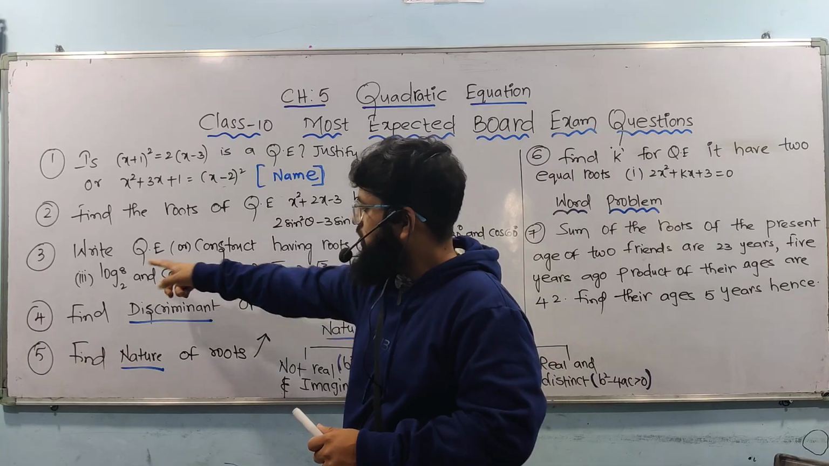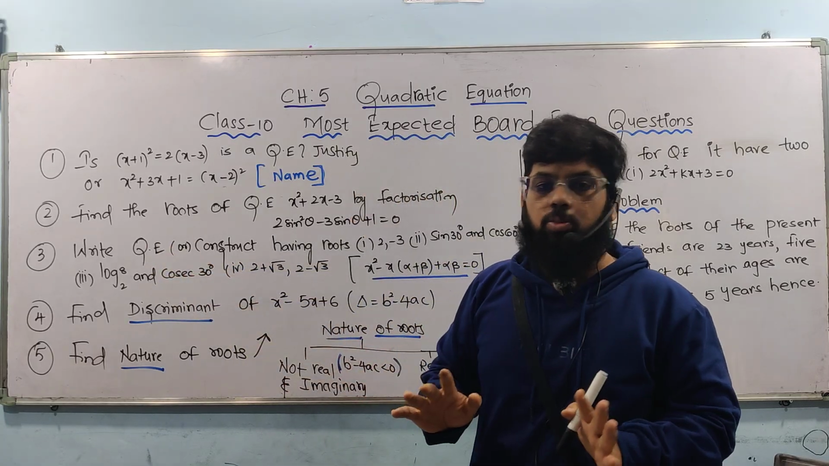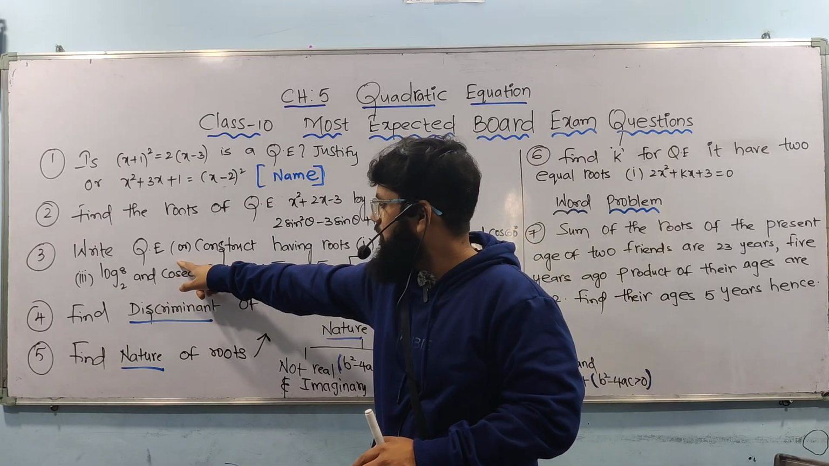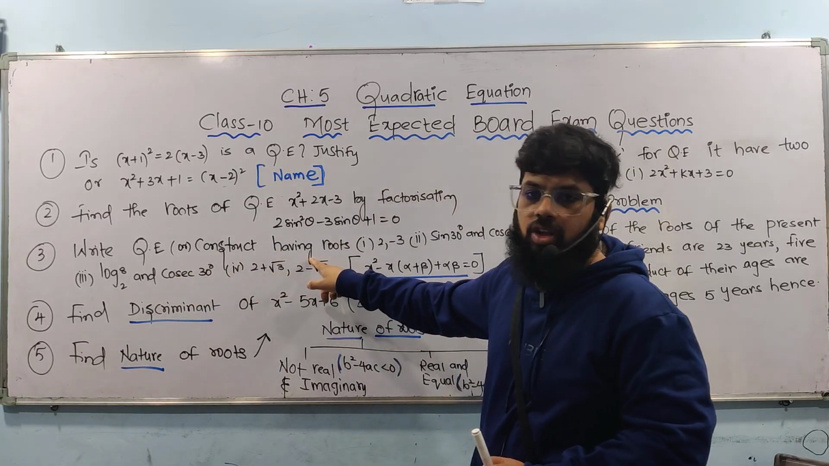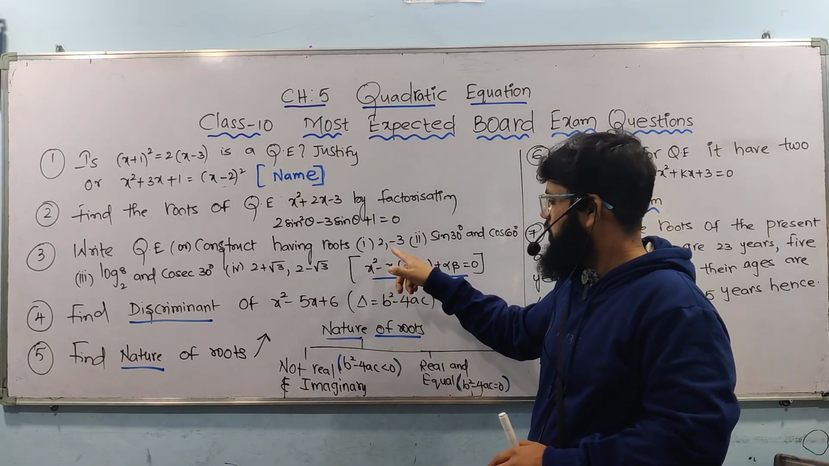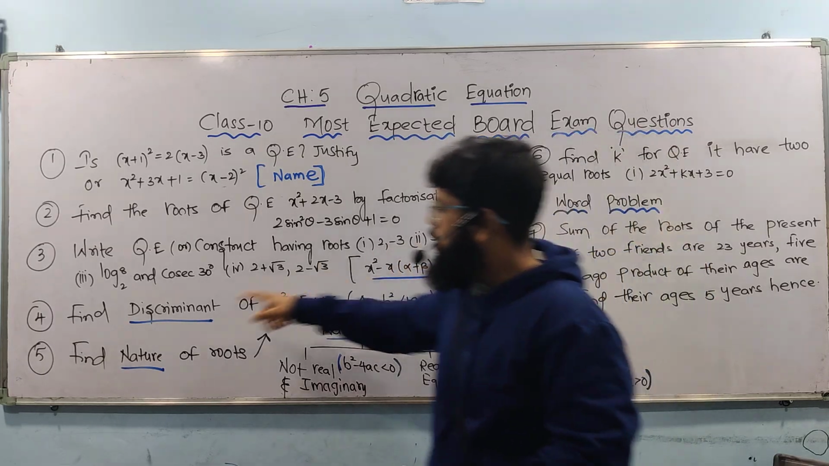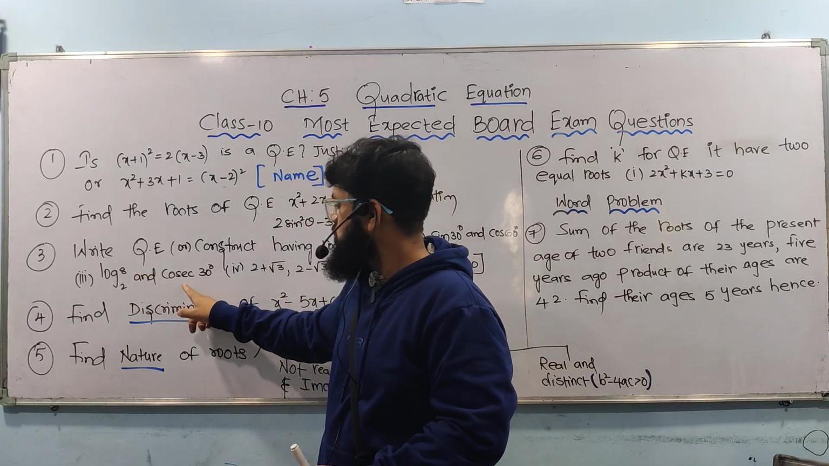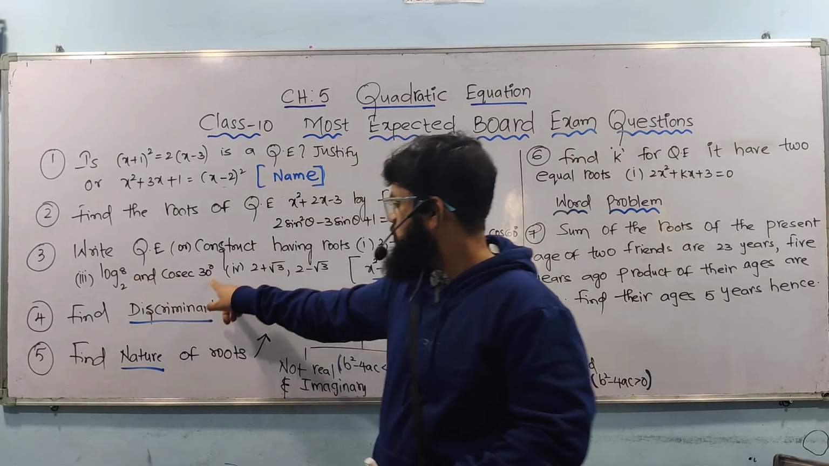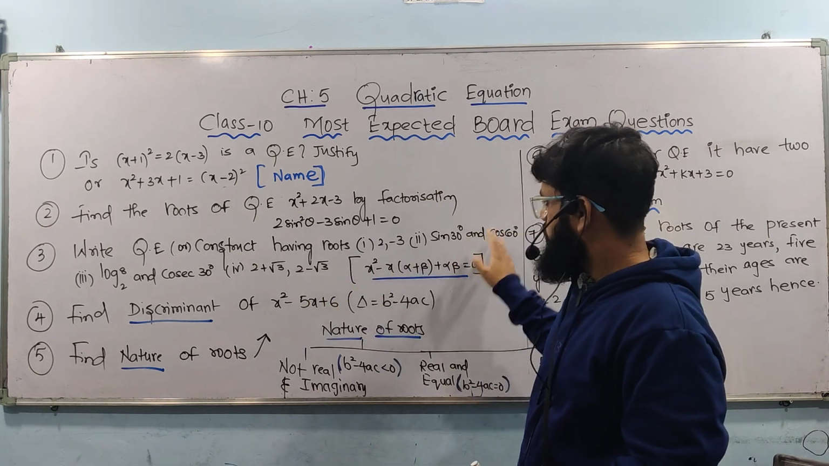Then coming to the third one, which is a very important question. Maximum time they are asking in the board exam: write a quadratic equation or construct a quadratic equation having roots. These are the example questions I have taken: 2 comma minus 3; sin 30 and cos 60; log 8 to the base 2 and cosec 30 degrees. Okay, this fourth question is 2 plus root 3 comma 2 minus root 3.